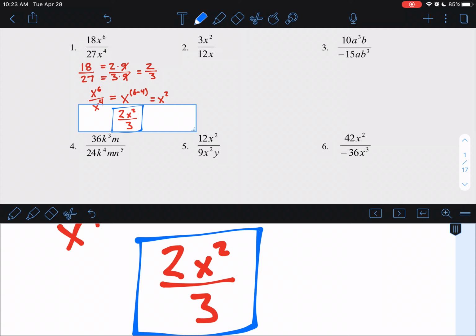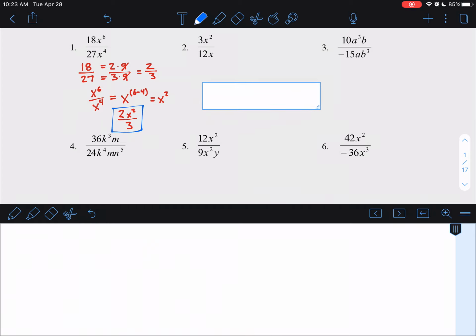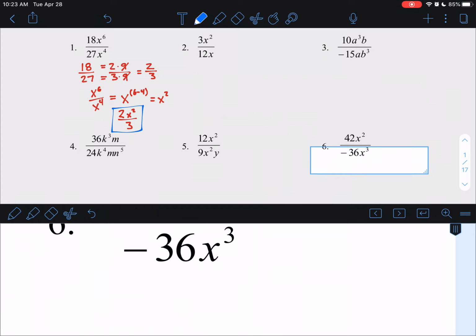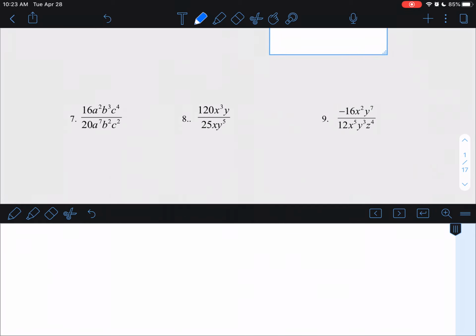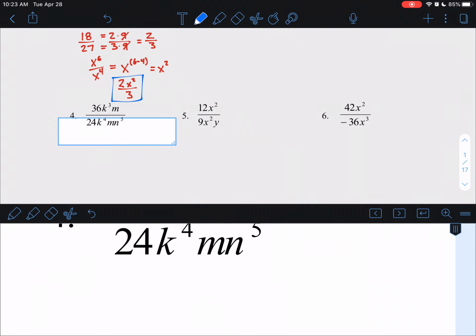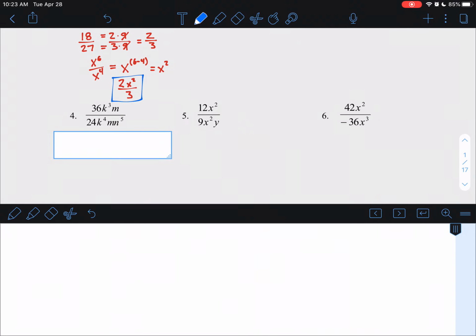All right, so let's look at number 4, which is a good one. So number 4, we have 36k to the third m and 24k to the fourth m and to the fifth. So this one has 3 different variables, but just like with the last one, the variables aren't going to affect each other pretty much.